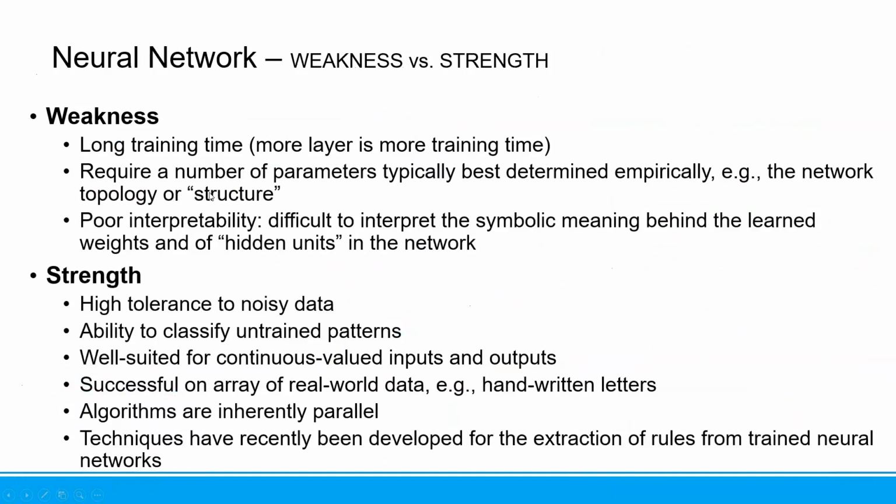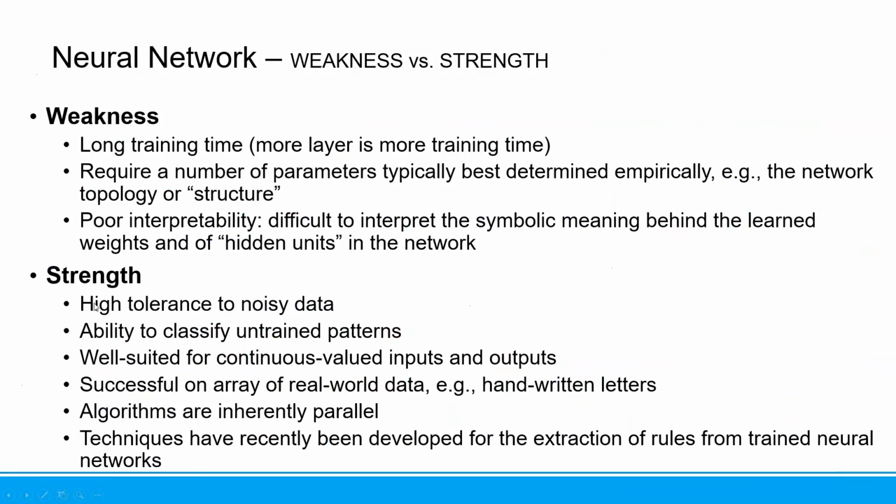Yes, this neural network has some weaknesses. It has a long training time because it depends on how many layers, and it requires a number of parameters. As I mentioned, we need to define how many layers, what the learning rate is, and how many epochs or iterations, and so on. It also has poor interpretability. It is difficult to interpret the meaning. What is the meaning of the weight? What is the meaning of the hidden units? So it is not interpretable.